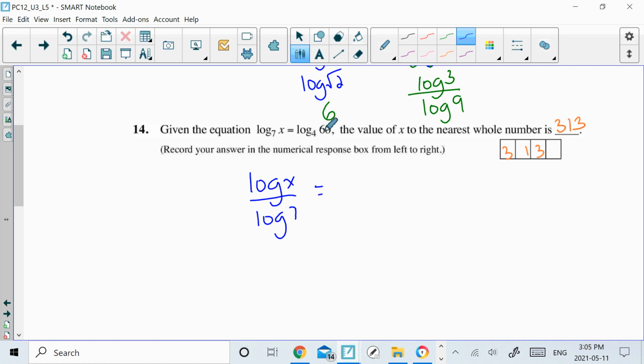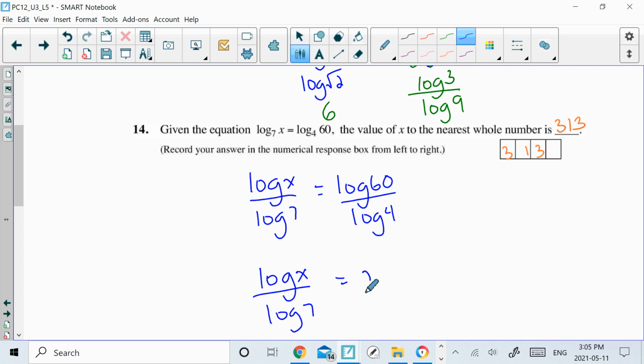This is equal to, if I do change of base over here, the log of 60 divided by the log of 4. Now we enter this onto our calculator. So I'm going to just rewrite this, log of x over the log of 7 is equal to, remember that this answer was 2.953. We need to essentially isolate the log of x. So in order to get the log of x by itself, I'm going to multiply both sides by the log of 7.